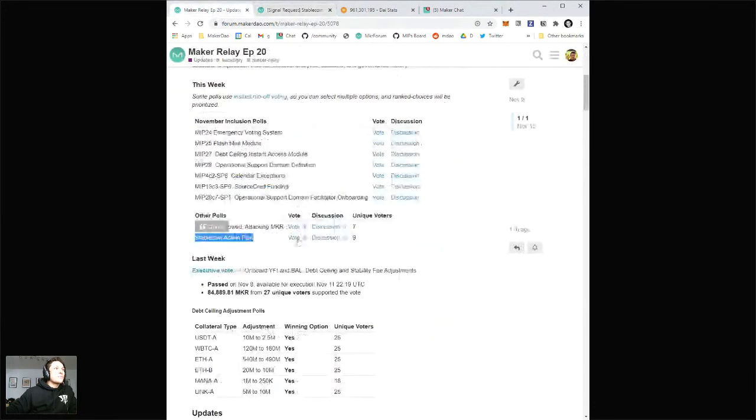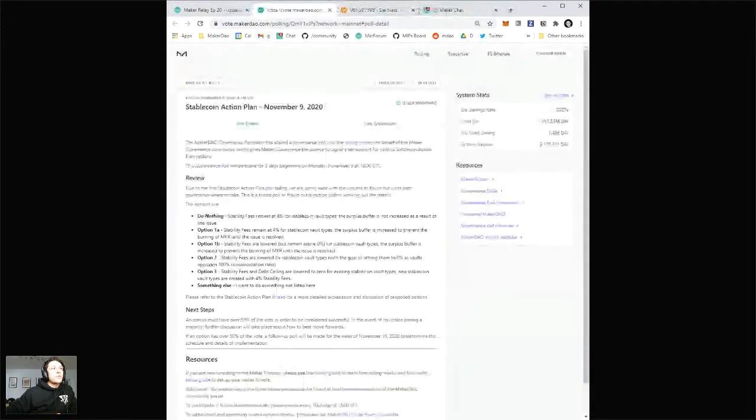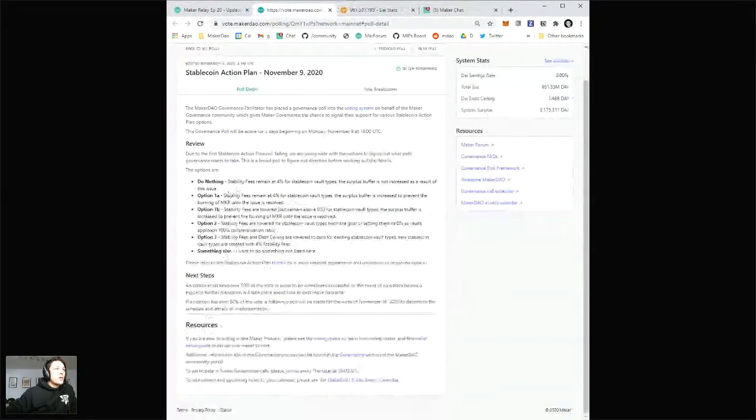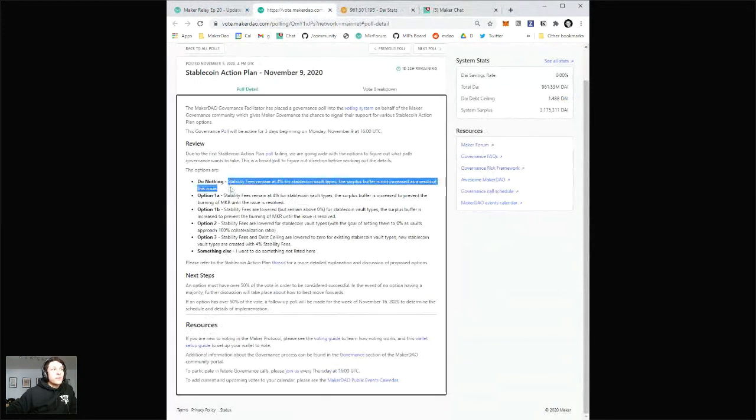Let me go to the vote, because if you're a voter just going through the voting portal, it's all explained here, so you can check it out. So here are the options. Do nothing: stability fee remains at 4% for stablecoins. The surplus buffer is not increased as a result of this issue. I'll dig into that. Actually, I'll read all the options and then explain from there.